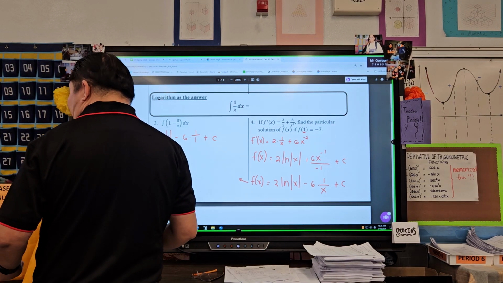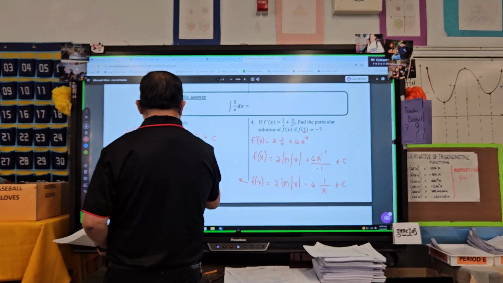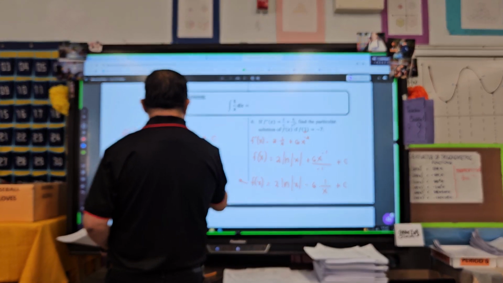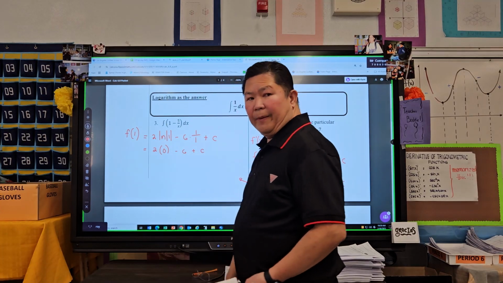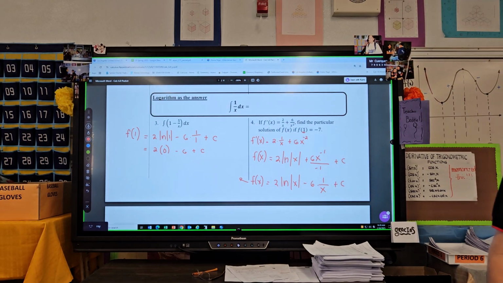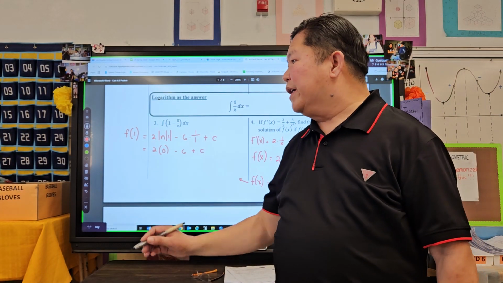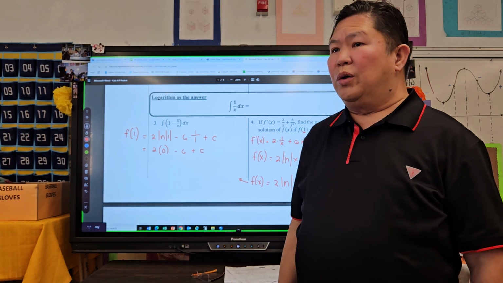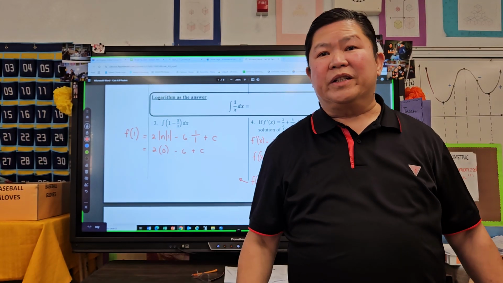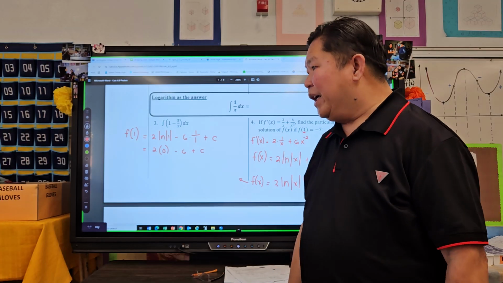Check in your calculator. Minus 6 plus the constant. ln 1 is 0, right? So to save time, guys, register in your mind that ln 1 is always 0, because we don't have to spend so much time recalling what ln 1 is.